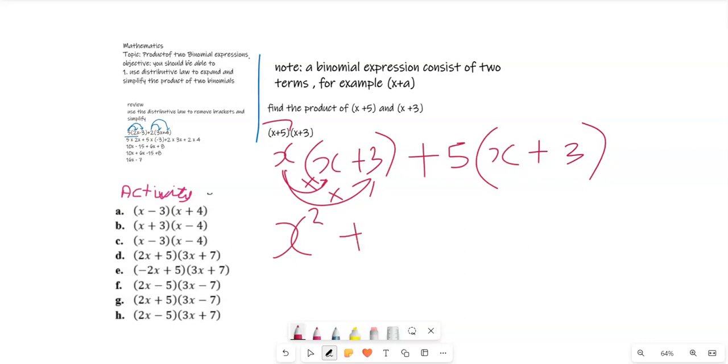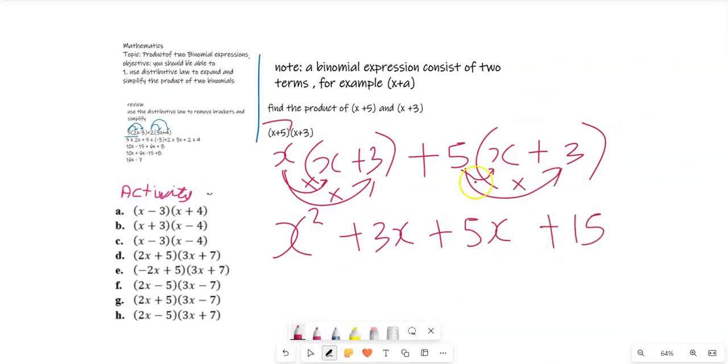So we're gonna have x times x, that is x squared. Then we're gonna have x times 3, that is 3x. Then we move to the next bracket and we're gonna have 5 times x, so that's positive 5x, and positive 5 times 3, that's positive 15. And you must have your signs between each term.